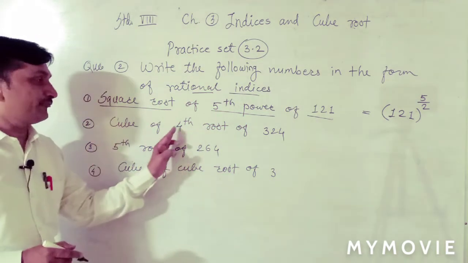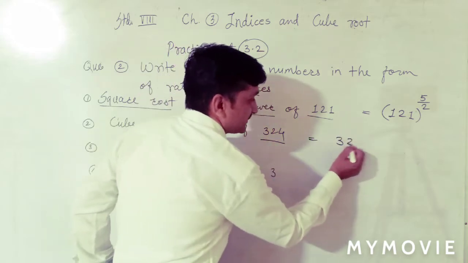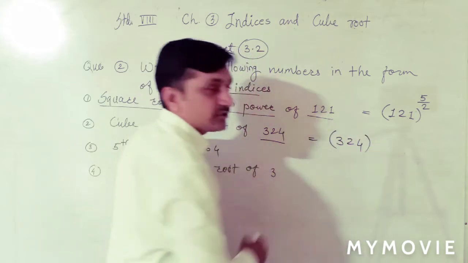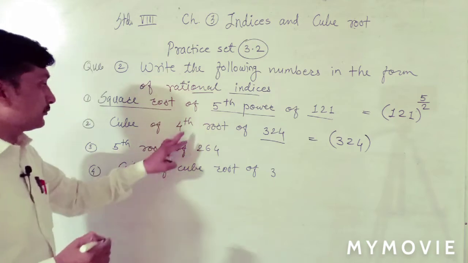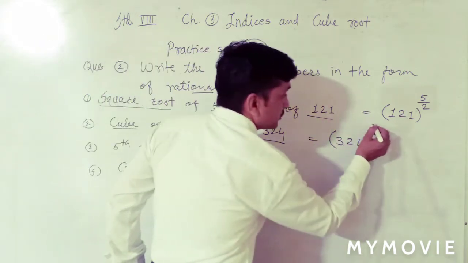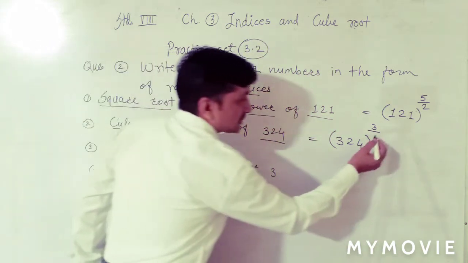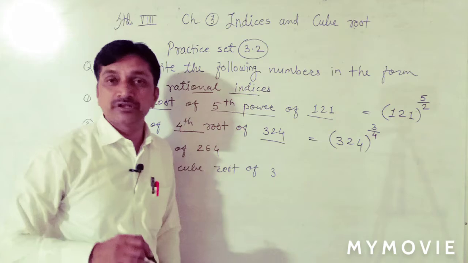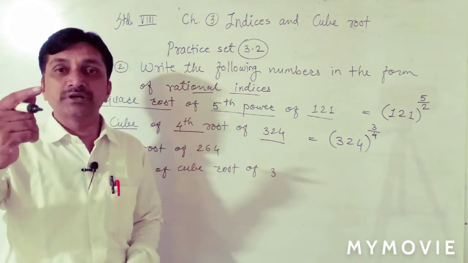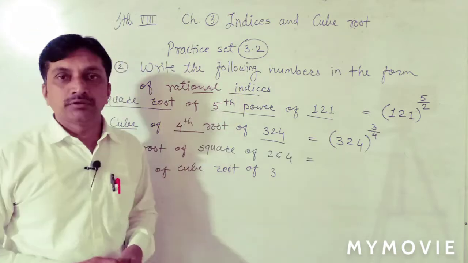Second, cube of fourth root of 324. 324 is the base. What is power? Power is cube. Cube is the power means 3 in the numerator upon root. Fourth root means upon 4. Always remember one thing: write power in the numerator, root in the denominator as an index.